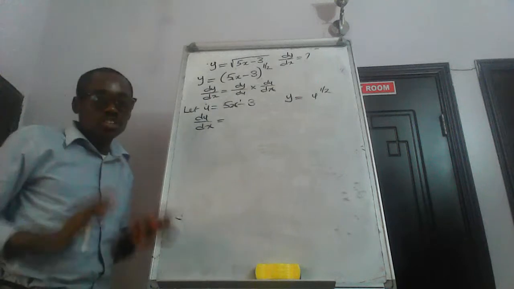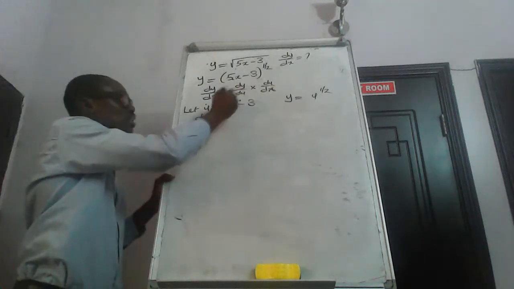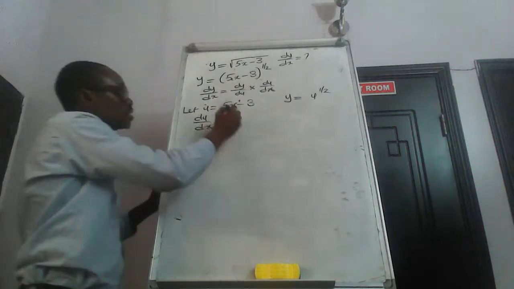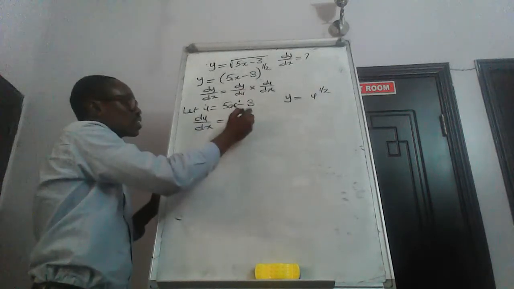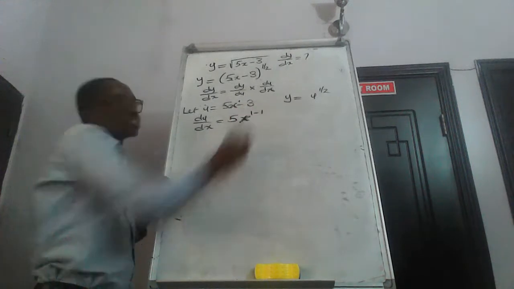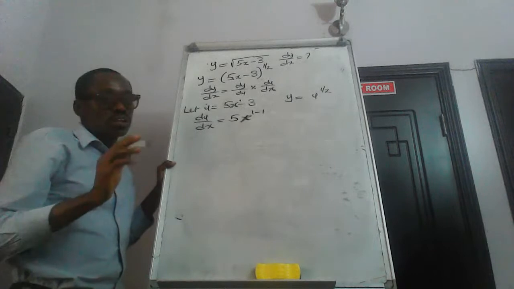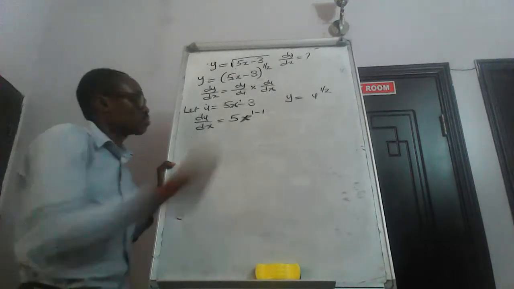When no power is written, just know that what you have there is 1. So we have 1 times 5, which is actually 5. Then for the x, the power is going to diminish by 1, which is going to give us x raised to the power 0.